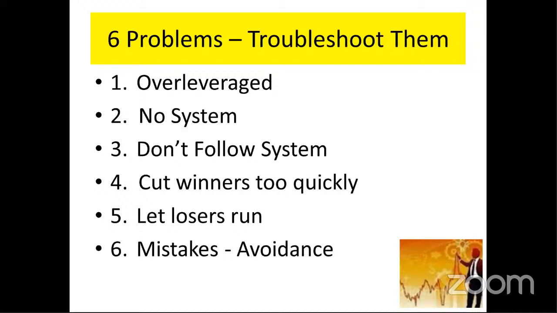All right, let's talk very quickly about troubleshooting and trading. 6 problems that people have that you need to avoid. Number 1, being over leveraged. Number 2, they don't have a system. Number 3, they don't follow a system. Number 4, they cut their winners too quickly. And number 5, they let their losers run.